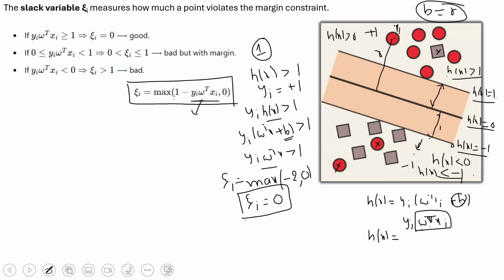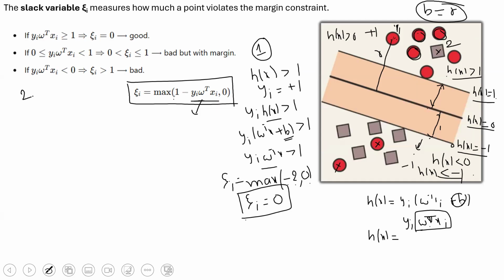If you take any other point, for this point also h of x is greater than 1, so yi into h of x will be greater than 1. This becomes negative, so the maximum of negative and 0 is 0. This is rightly classified. For this point also, and this point also, yi into h of x is greater than 1. Now take the point which is wrongly classified. Let's take point 2 now and do the calculations.